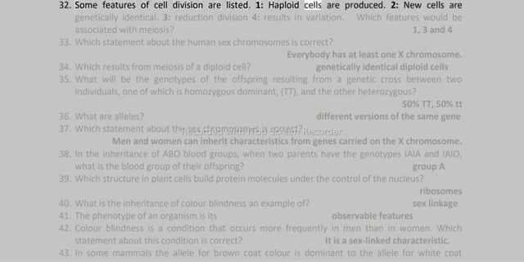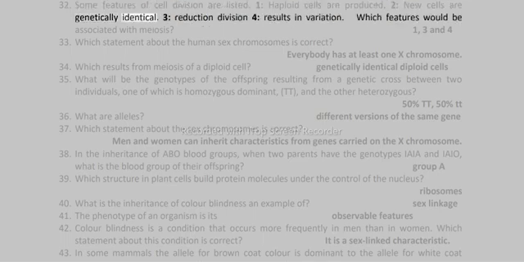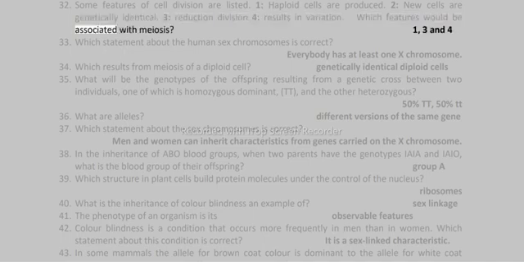32. Some features of cell division are listed. 1. Haploid cells are produced. 2. New cells are genetically identical. 3. Reduction division. 4. Results in variation. Which features would be associated with meiosis? 1, 3, and 4.